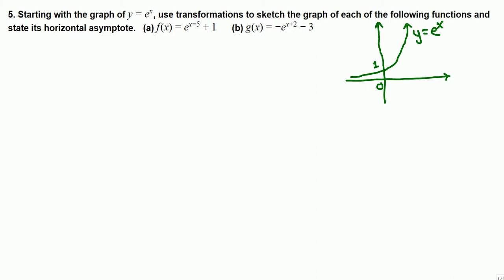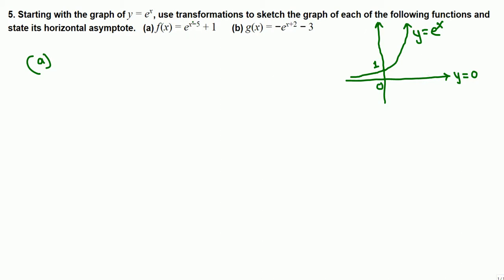Use transformations to sketch the graph of each of the following functions and state its horizontal asymptote. Look, for this graph y equals e^x, this x-axis, which is the same as y equals 0, is the horizontal asymptote. Now in part A, y equals f(x) equals e raised to x minus 5, plus 1. This minus 5 means shift this graph 5 units to the right, and plus 1 means shift 1 unit up.